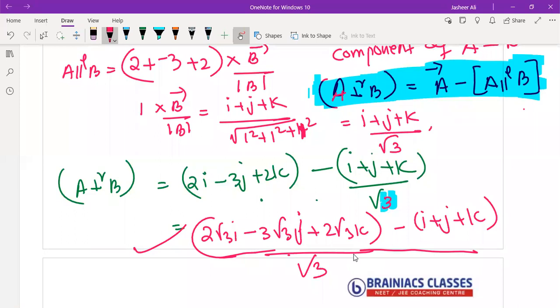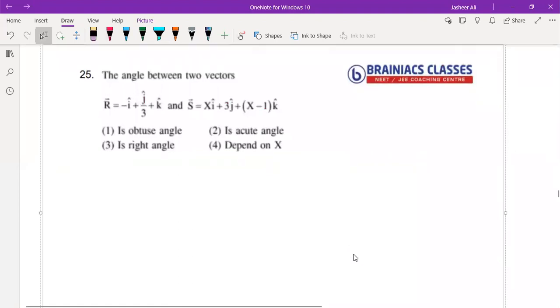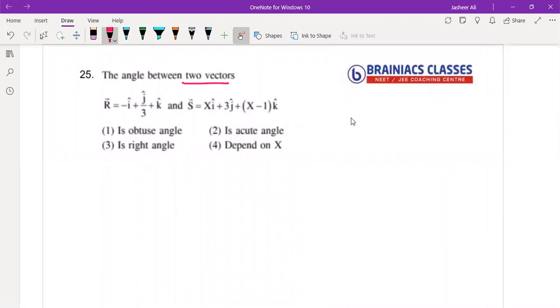Can I move to the next one? Yes. Okay. Fine. Next question, question number 25. This is the last question from the chapter. Angle between the two vectors. രണ്ട് വെക്ടർ കൊടുത്തിരിക്കുന്നു, vector R and vector S. Angle between two vectors എന്ന് question-ൽ കേട്ടാൽ angle കണ്ടുപിടിക്കുന്നതിന് what is the formula? Best shortcut method എന്ന് പറഞ്ഞാൽ രണ്ട് വെക്ടറിന്റെ dot product കണ്ടുപിടിക്കുക, a dot b. Okay.